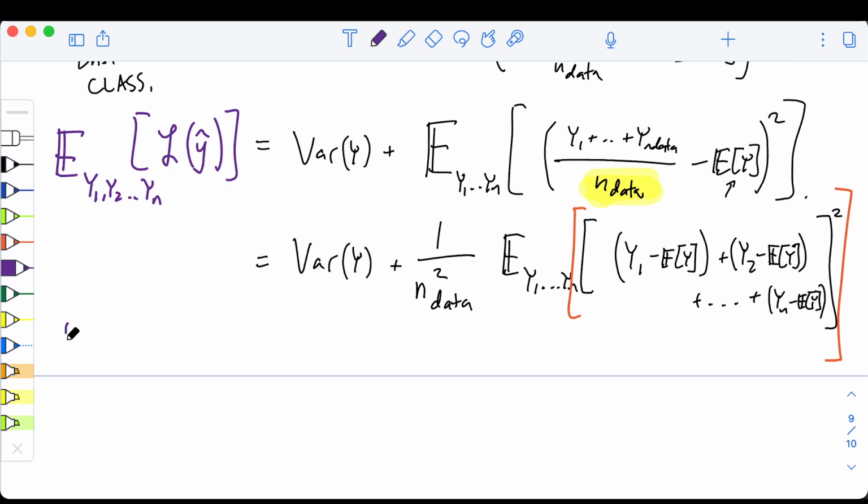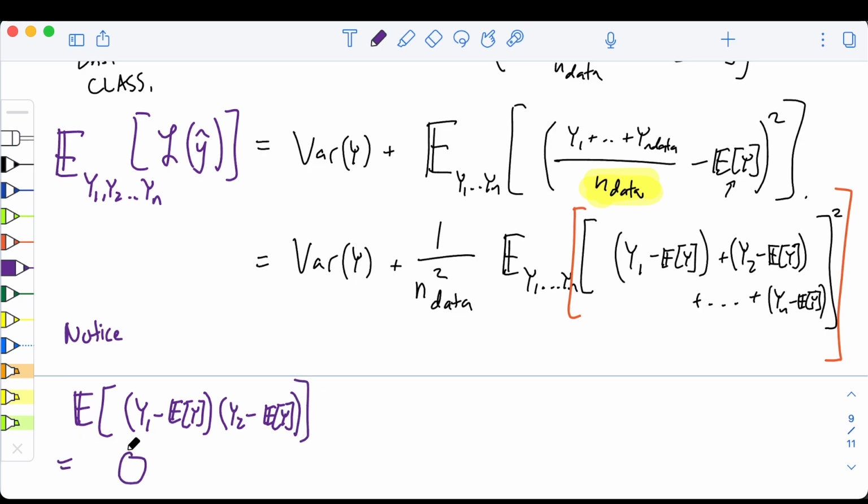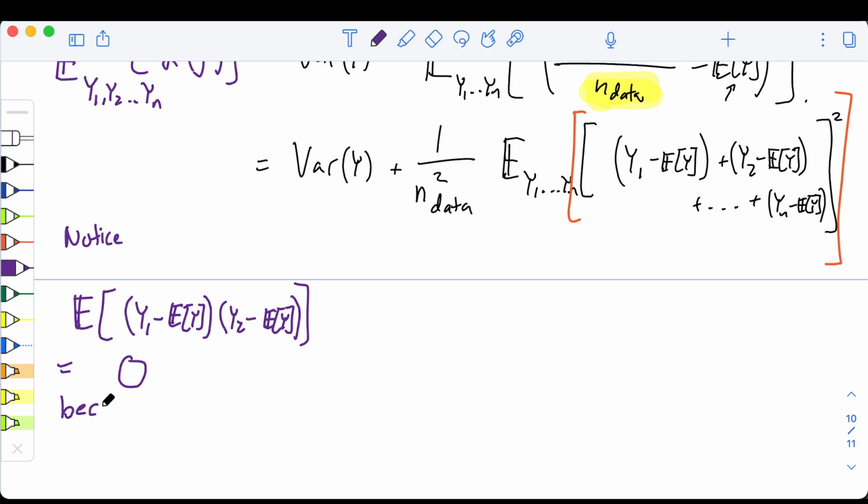So notice, the expected value of y1 minus the expected value of y times y2 minus the expected value of y. That equals zero, because, well, it's actually zero times zero, because they are independent and mean zero. Okay. So these terms are uncorrelated, zero times zero.